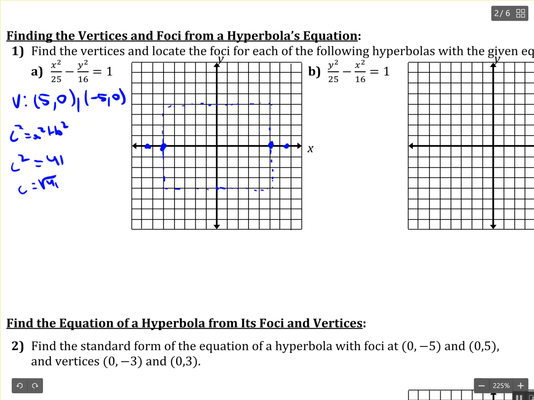So notice the foci are outside of the vertices on a hyperbola, whereas they are within the vertices on an ellipse. All right.